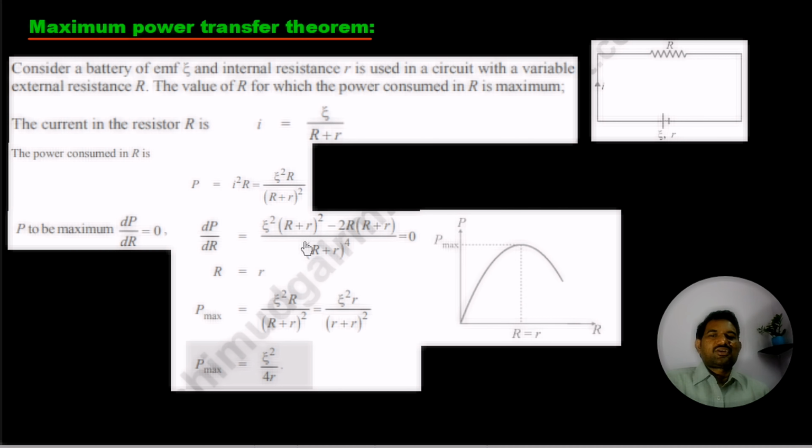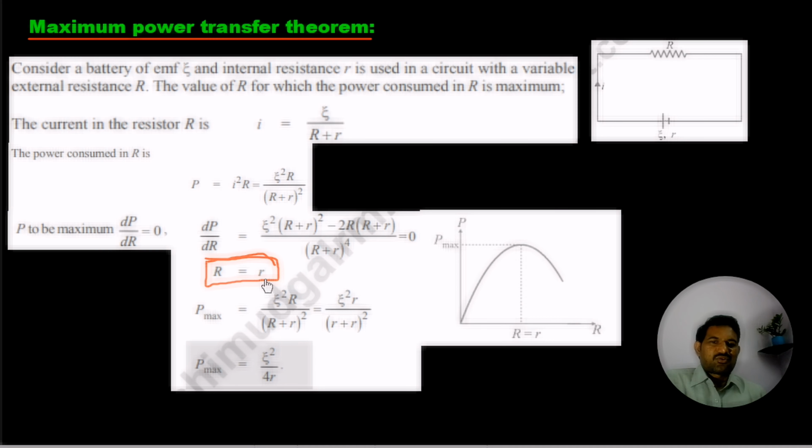Once you differentiate, you will get small r equal to capital R. That condition we already know in case of cells, so here also we are getting the same condition: the external resistance should be equal to the internal resistance in that circuit. Then the power in that circuit will be maximum, which we call the maximum power transfer theorem.